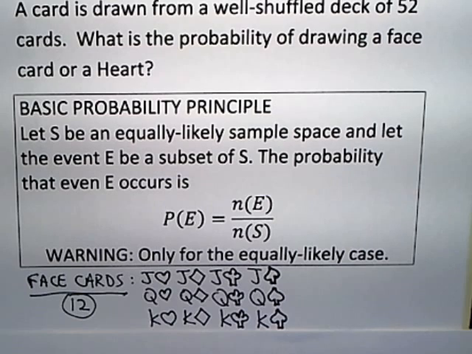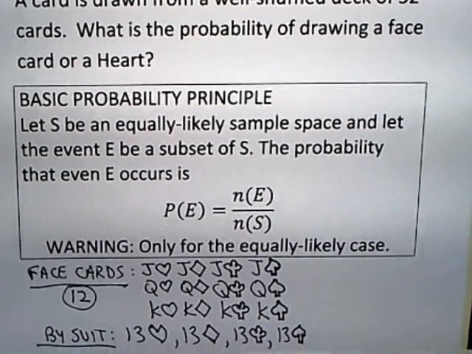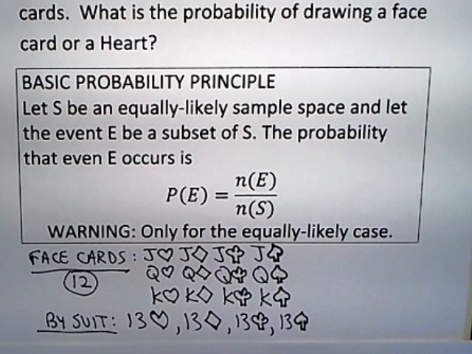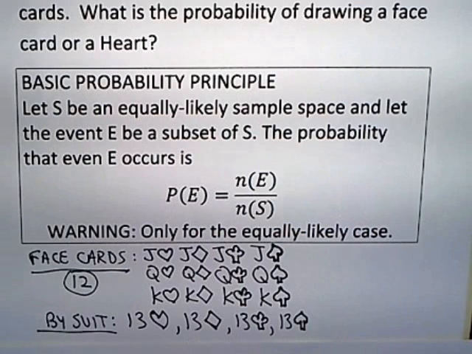The other thing they talked about is a heart. Well, remember the deck is divided into 4 suits. There are 13 hearts, 13 diamonds, 13 clubs, and 13 spades. So they're asking us to find the probability of drawing a face card or a heart. Now this is where you got to be a little careful.